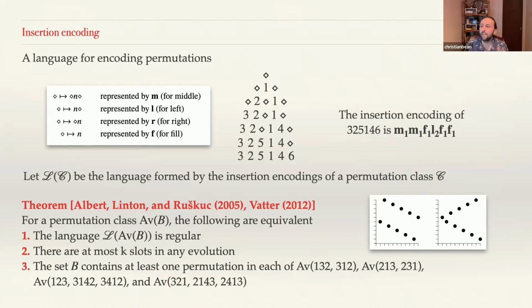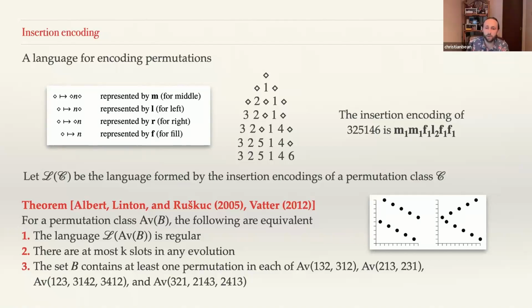Okay, and then I've included Vatter here as solving this theorem, but actually he came along and did something pretty cool where not only do we know it's regular, he then gave an algorithm for computing the underlying automata for this regular language, which could then be used to compute the rational generating function for these permutation classes.